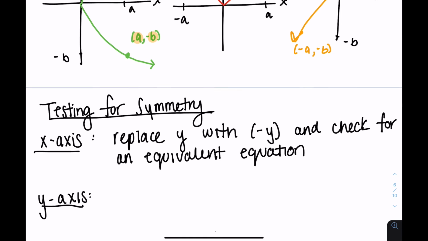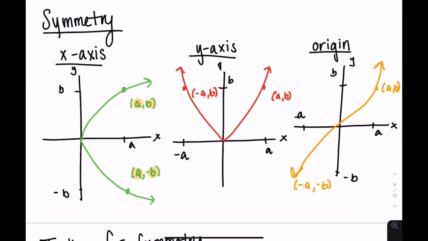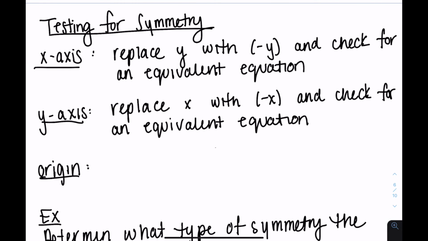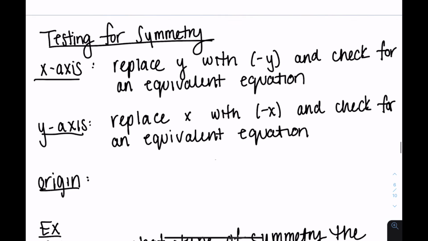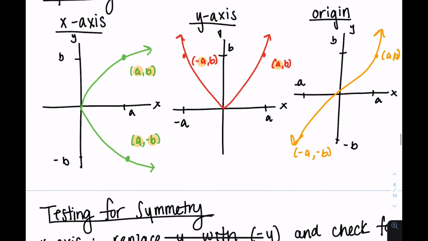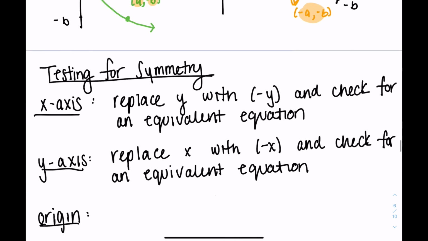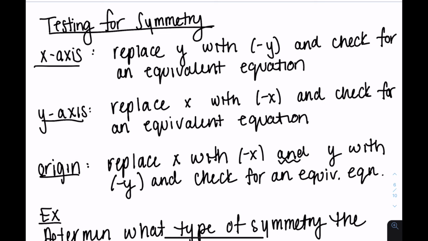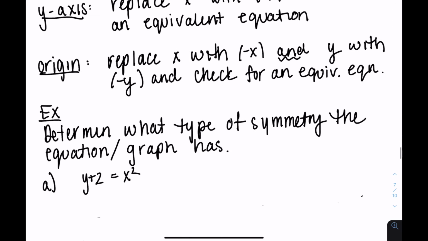For y-axis symmetry, if you replace x by negative x, you should still get the same y output. So you should get an equivalent expression. So you replace x with negative x and check for the same thing. For origin, you have to replace both of these by the negative values and check to see if you get the same thing. So replace x with negative x and y with negative y to check for an equivalent equation.